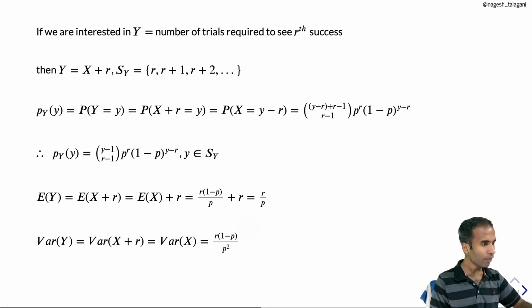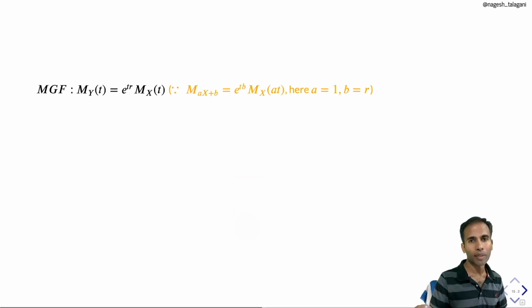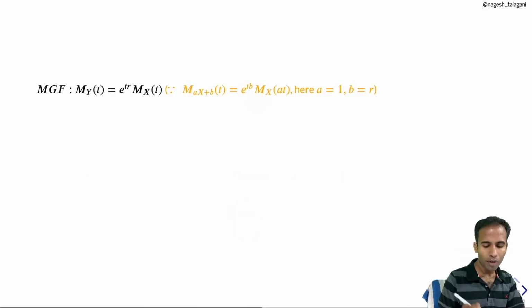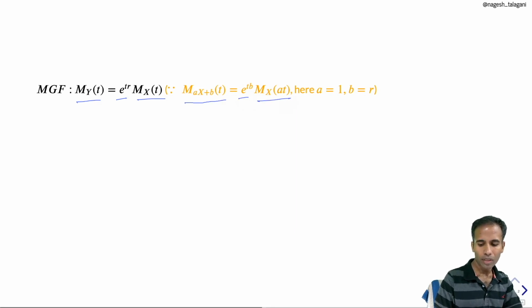In the same way, we can also find the MGF of Y in terms of the MGF of X. The MGF of Y, M_Y(t), we can write like this: e^(tr) M_X(t). The reason is that the MGF of aX plus b at t is e^(tb) times the MGF of X at at. Here a equal to 1, b equal to r, because Y is X plus r. That's why the MGF of Y at t is e^(tr) M_X(t).